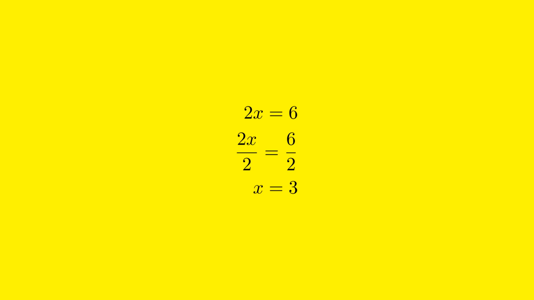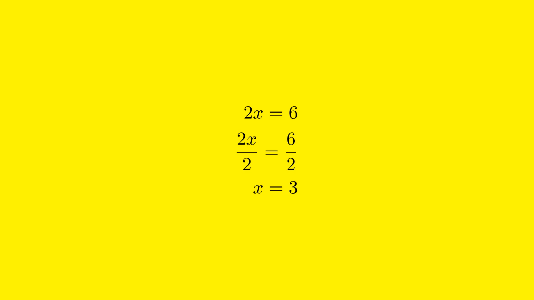Step 2. Solve for the variable. Now that we have simplified the equation to 2x equals 6, we need to isolate x to find its value. Currently, the equation tells us that 2 times x is equal to 6. To isolate x, we need to undo the multiplication by 2. We do this by dividing both sides of the equation by 2.